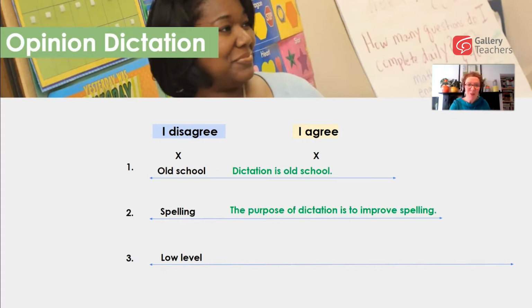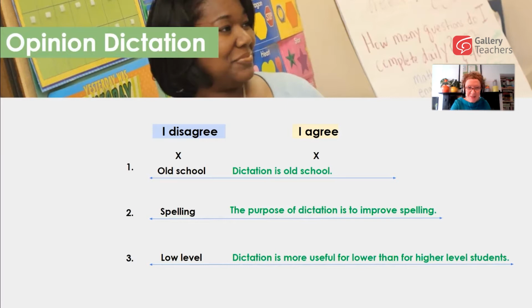Number 2, the purpose of dictation is to improve spelling. So again, I would get you to rewrite the full statement, and then I would ask you to discuss whether you agreed or disagreed. Is this based on opinion? Is this based on your own personal experience as a learner?